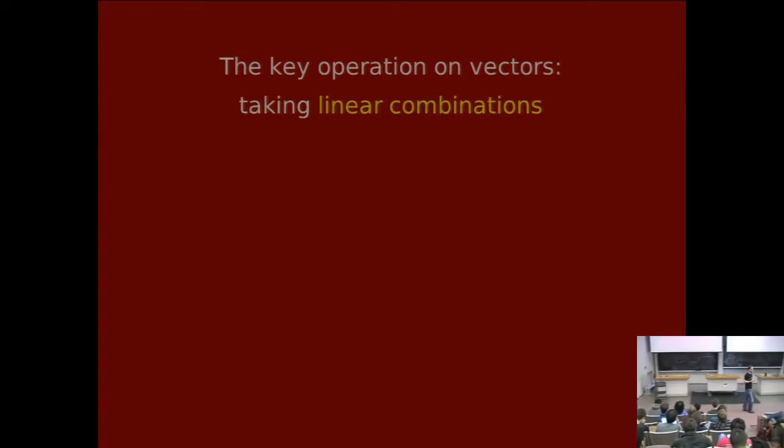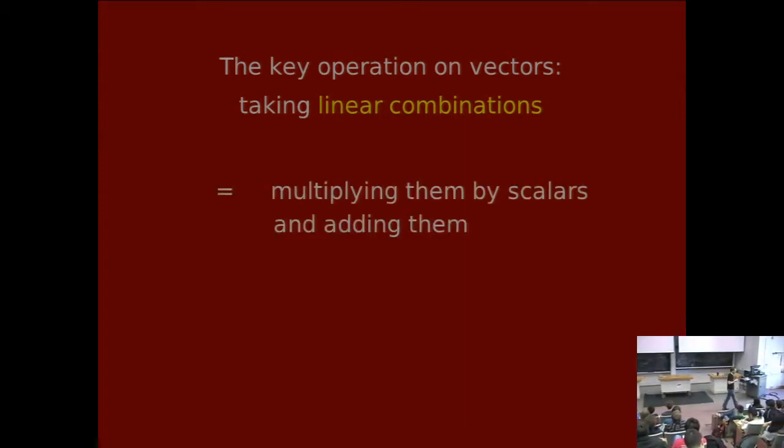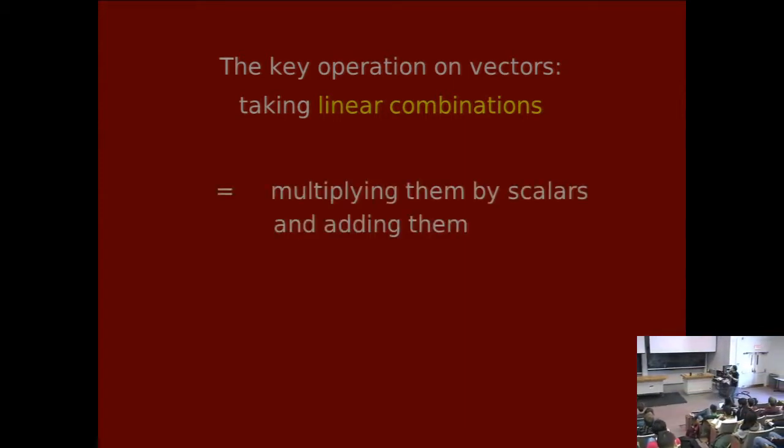Now we come to the linear algebra part. The key operation on vectors that we will see is taking linear combinations of them. Okay, so what is a linear combination? It means adding vectors and also simultaneously scaling them, which means multiplying them by scalars. Okay? I'll give you some examples.